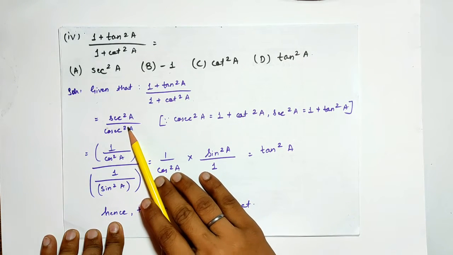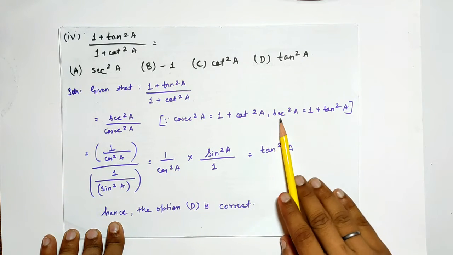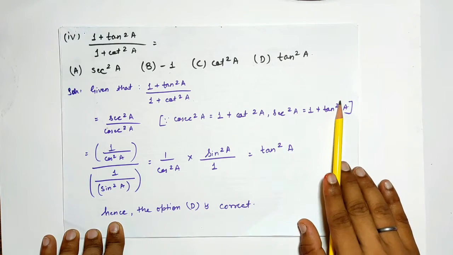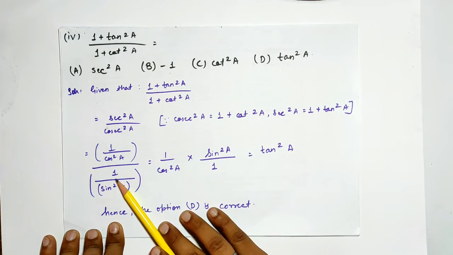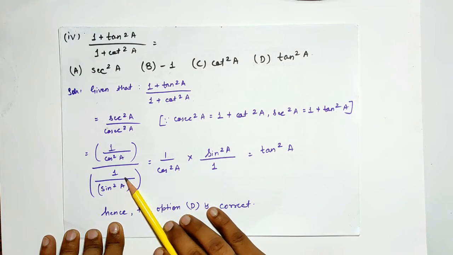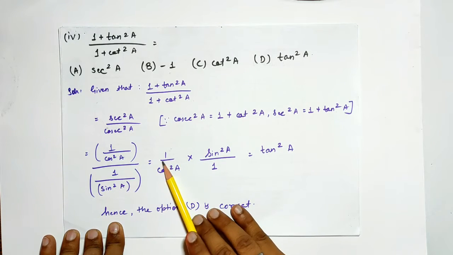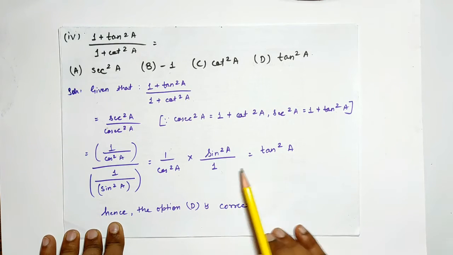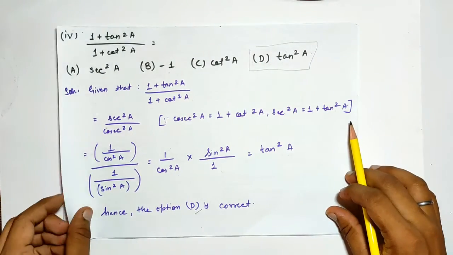Given that 1 plus tan square a upon 1 plus cot square a is equal to sec square a upon cosec square a, because cosec square a is equal to 1 plus cot square a, comma, sec square a is equal to 1 plus tan square a, is equal to 1 upon cos square a upon 1 upon sin square a, is equal to tan square a, hence the option D is correct, that is tan square a.